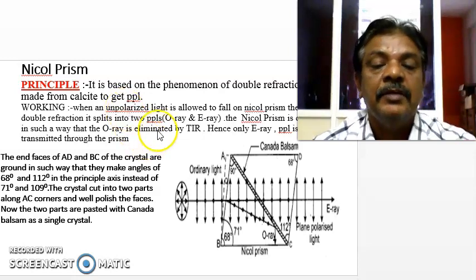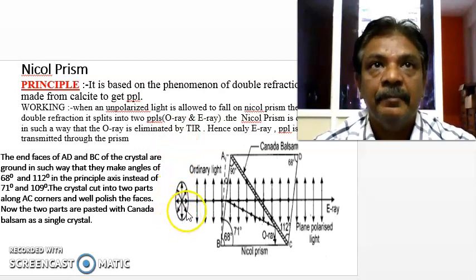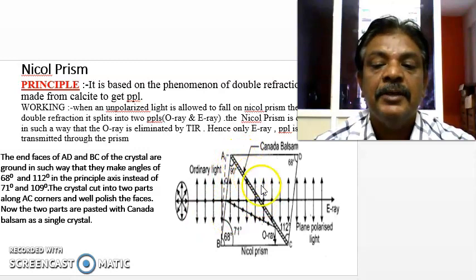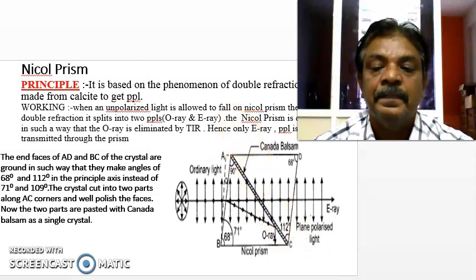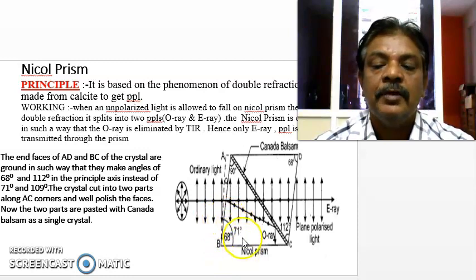Now, this Nicol prism is selected with a ratio of length and breadth of 3:2. So 3 cm length and 2 cm width, such a calcite crystal or tourmaline crystal is selected, and it has a principal axis AC. This is the principal axis AC. The crystal is cut into two parts along the principal axis AC, and the corner angle B before cutting is 71 degrees. Now, this surface is well polished to get the angle to 68 degrees.